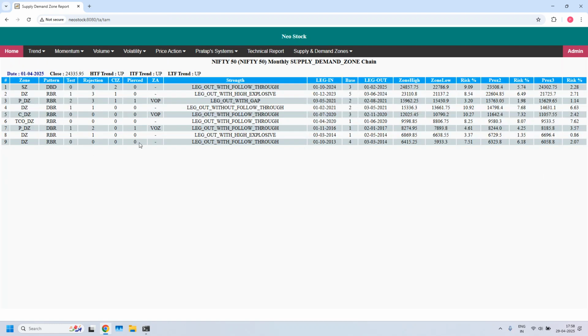So this is NIFTY monthly supply demand zone chain. Always look into the zone column to find high liquidity zones. Look into the pierced column to find the pierced zones. Look into the LTF trend to find the trend of the current time frame you have selected. In this example, monthly is the current time frame, monthly trend is uptrend. This is the way you should understand the remaining reports.